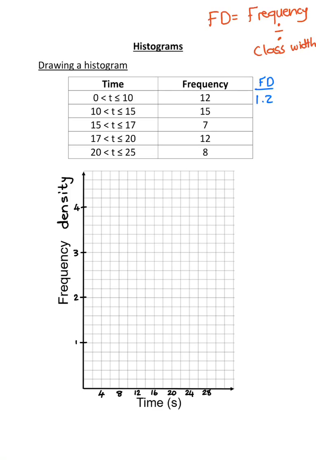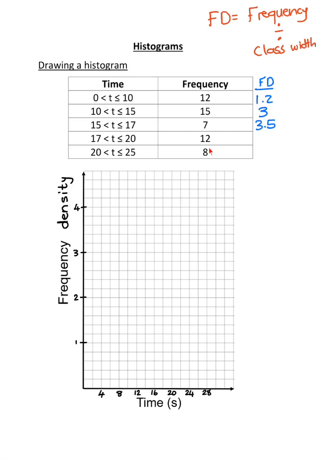The next one, 15 divided by 5, because 10 to 15 is 5 units. 15 divided by 5 is 3. 7 divided by 2 is 3.5, and 8 divided by 5.